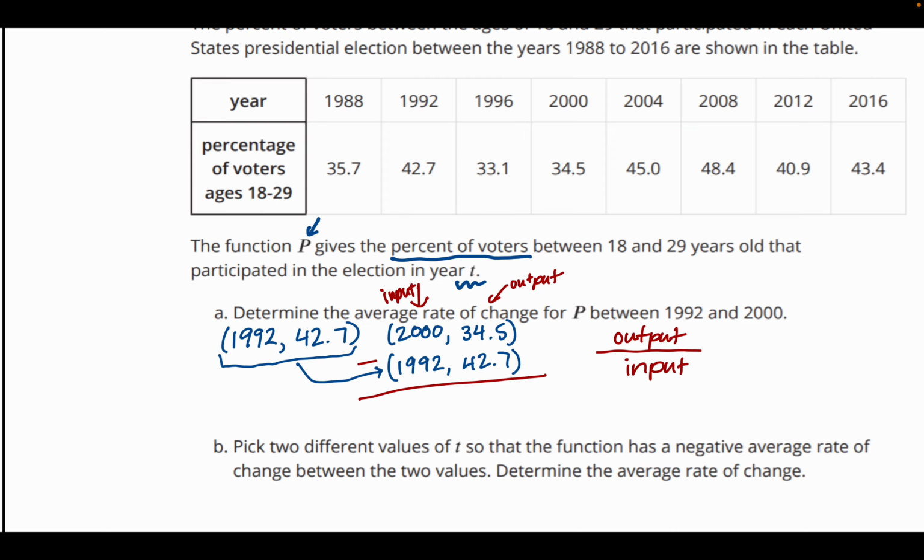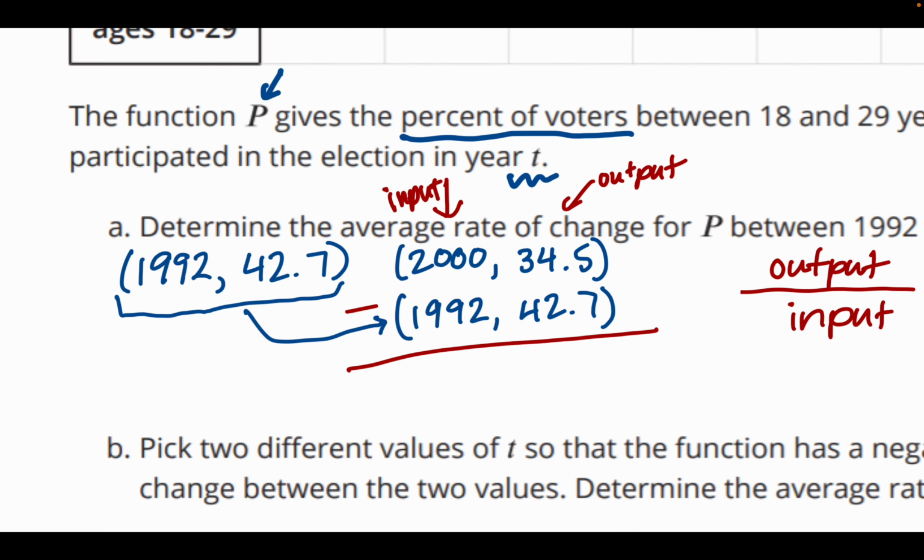So let's actually do our subtraction. I'll zoom in on the work here a little bit. We're going to do 2000 minus 1992. So first off, that is going to give us 8. And then 34.5 minus 42.7. Now that's going to give us a negative number.